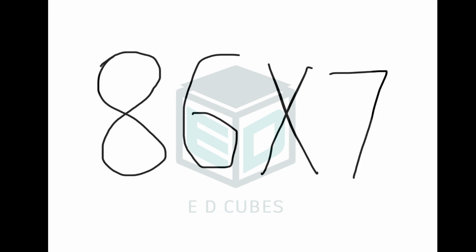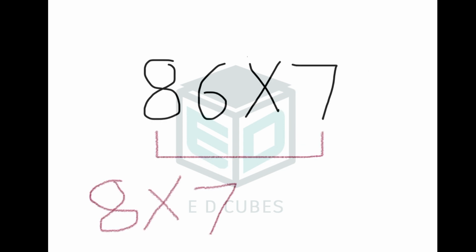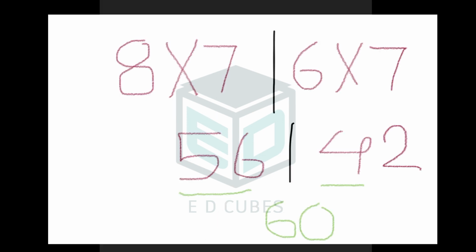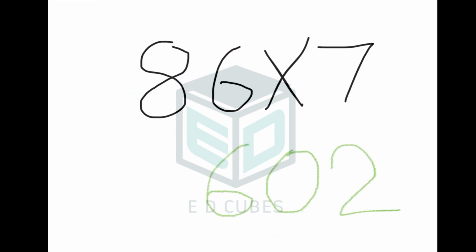225. Let's take one more example. Let's take 86 times 7. Now, first we take 8 times 7 and then 6 times 7. The numbers we get are 56 and 42. Now we plus 56 and 4 and we get 60 and then we copy 2. So, the answer for 86 times 7 is 602.